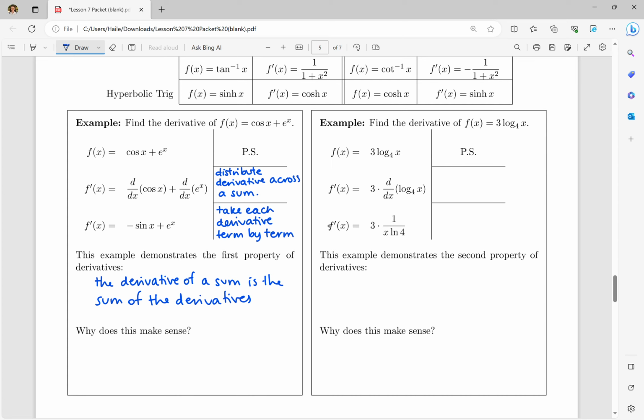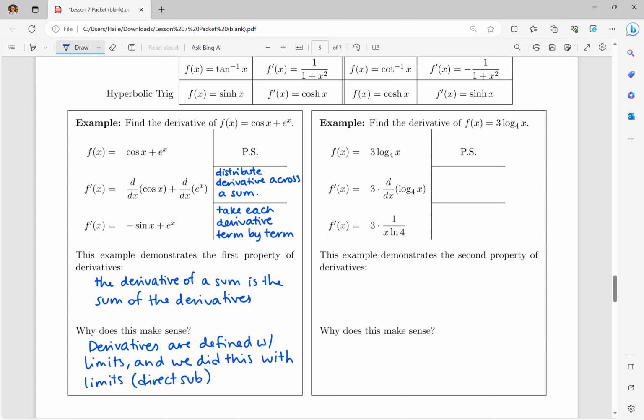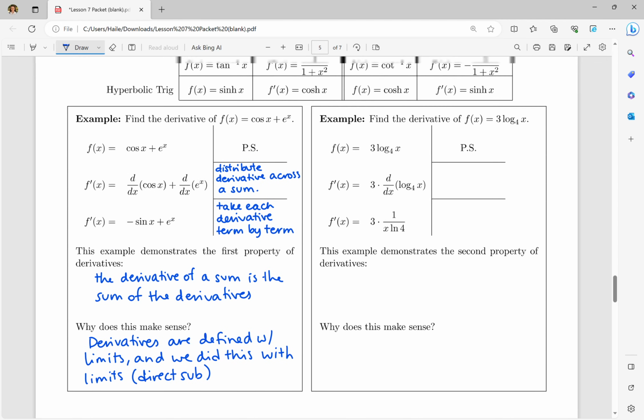Well, derivatives are defined with limits. So derivatives are limits. And we did this with limits when we did direct substitution. So when we directly substituted limits, we were kind of taking for granted that we were taking the limit of each individual term when we were substituting those x or t or whatever value was the independent variable. So the second property of derivatives we're going to look at in this next example.